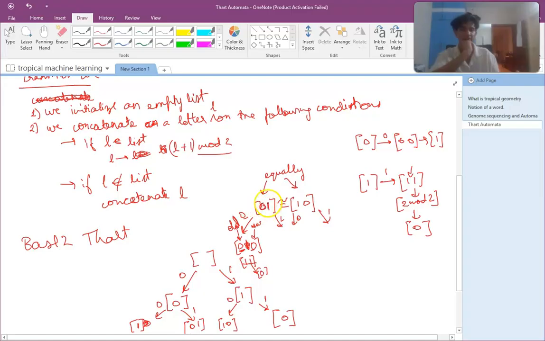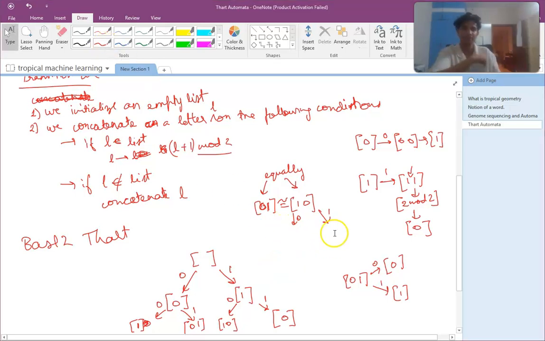Similarly, when I start with 0, 1, and then I increment and concatenate a 1, I get 0, 1, 1. And then the one in the original position is going to increment, so I get 0, 2 mod 2, which is 0, 0, and we know this is 1. So I'll just write it over here. 0, 1: if I put a 0, this gives me 0, and if I put a 1, this gives me 1.